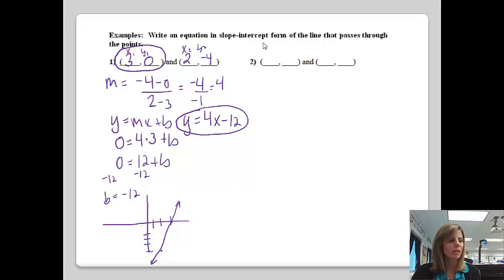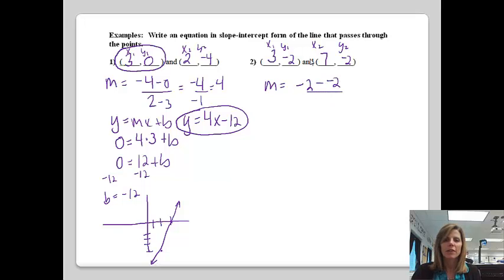All right, let's try another one here. Let's say I have 3, negative 2, and 7, negative 2. If you're feeling okay about that, you might want to pause the video at this time and see if you can get one on your own and then come back and check it. All right, the first thing I would like to do is find the slope. Again, I'm just going to label this just in case that's helpful for you. Okay, the slope, y2 minus y1, will be negative 2 minus negative 2.